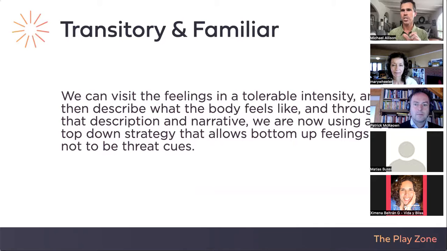Okay. Transitory challenges like breath holds and all of these things are really good for the autonomic nervous system because they're short, they're contained, and we can do them in a way that doesn't overwhelm our system, right? So we're trying to do transitory challenges like breath holds, like sitting and creating a little bit of breath hunger deliberately, because we can do it with enough control and safety that we're not sending so much of a cue of danger that we're overwhelming our nervous system. And that can build resilience. And that's essentially what we're doing. Okay, so we can visit the feelings at a tolerable intensity, and then we can describe what the body feels like. And through that description and narrative, we're now using our big brains, all that thinking part, to allow the bottom-up feelings not to be threat cues.